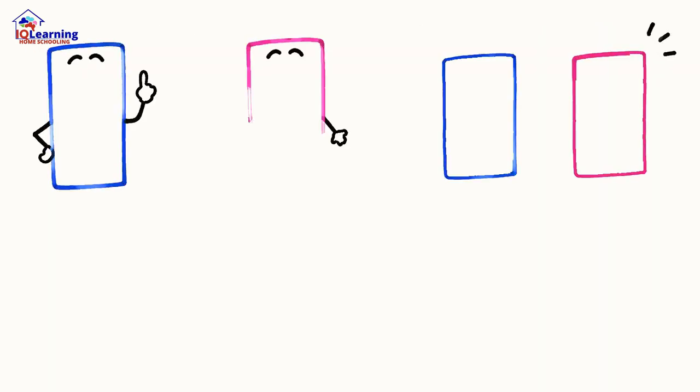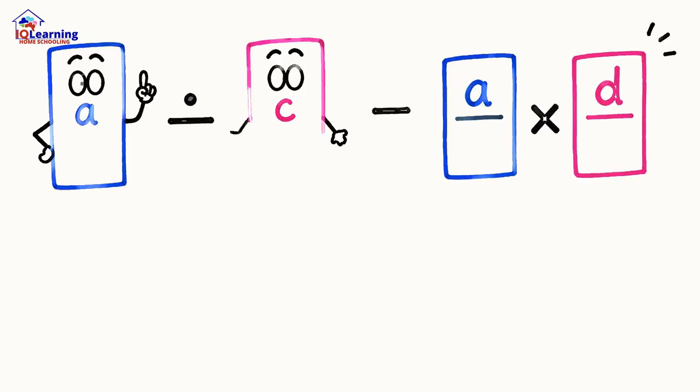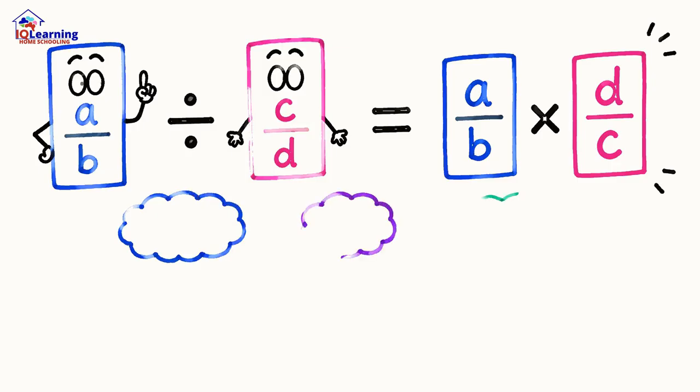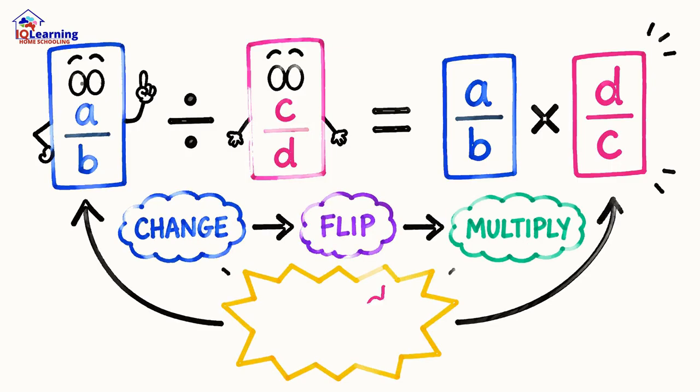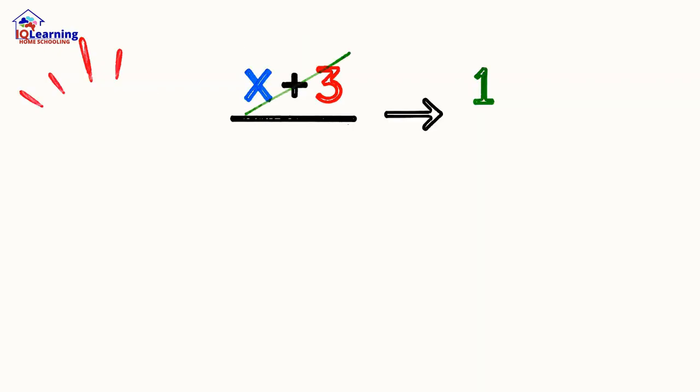Division? Even easier. Just remember to stay, change, flip. You keep the first fraction, change divide to multiply, and flip the second one. Now it's just a multiplication problem, and you know what to do. Factorize and cancel.